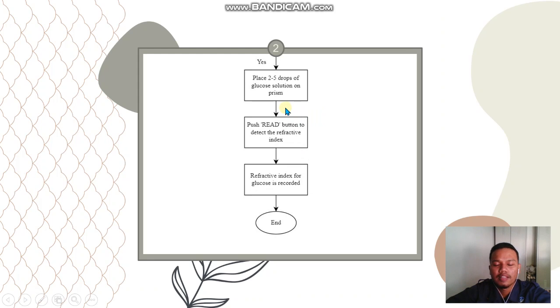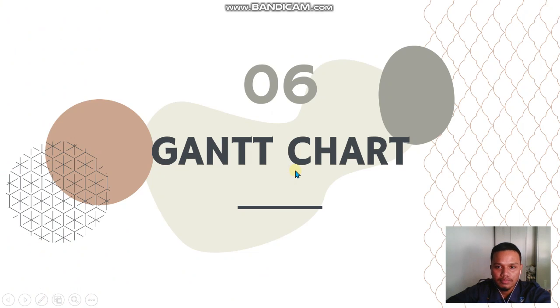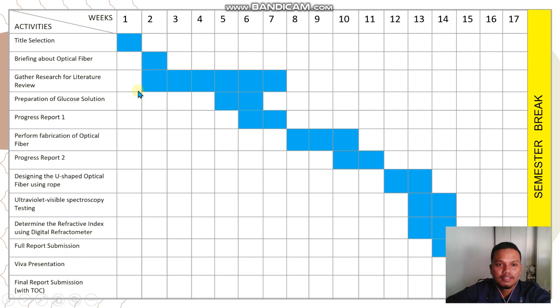For testing the refractive index of glucose, I have to place 2 to 5 drops of the glucose solution on the prism. Next, push the read button to detect the refractive index, and the refractive index for the glucose will be recorded. For the Gantt chart, this is a Gantt chart for final year project 1 in semester 1.